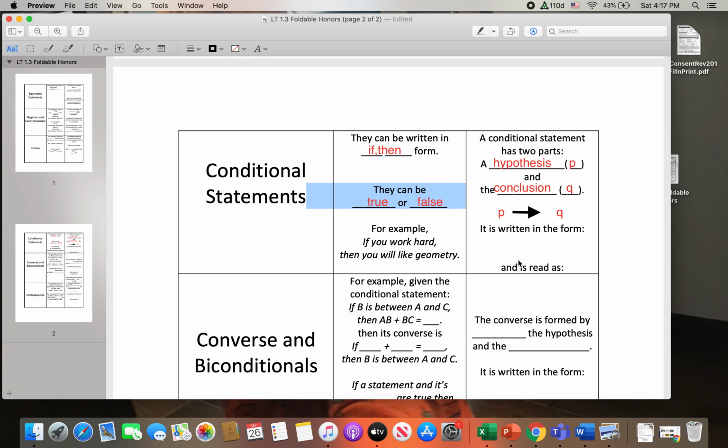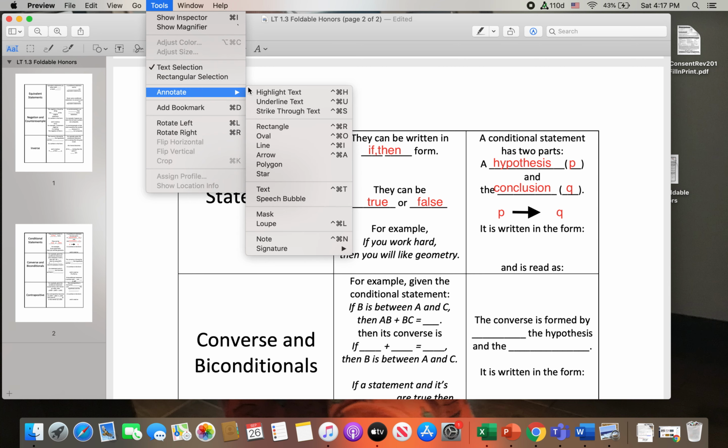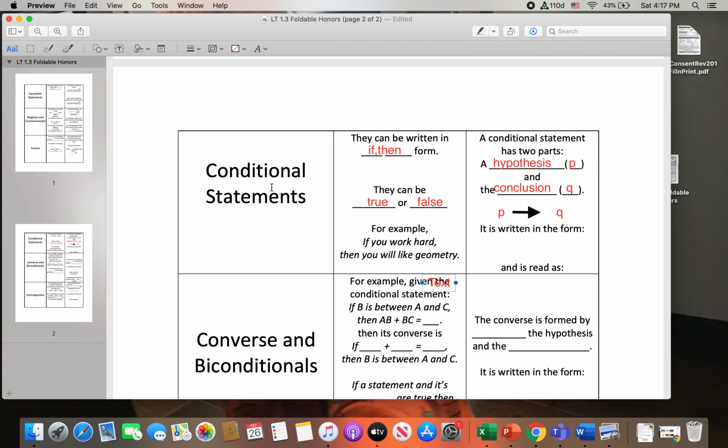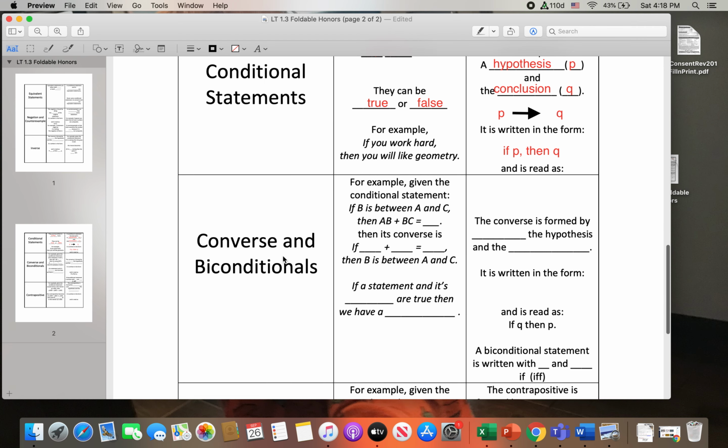And if you see P arrow Q, it's written P arrow Q, but it's read as if P, then Q. So when you see this, you say if P, then Q. So that's all called conditional. If-then, like if you work hard, then you will like geometry.